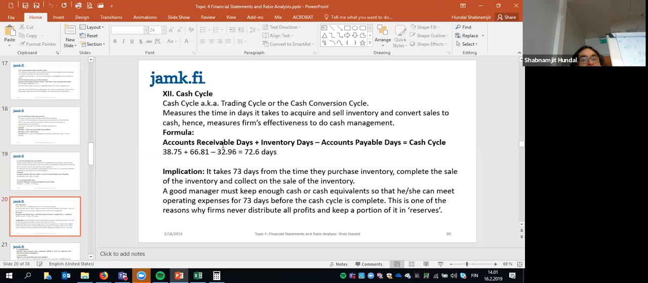So accounts receivable days, you have to wait before your clients give you money, 39 days. Plus, you must maintain inventory for 67 days at any point of time, minus the accounts payable days, the number of days your supplier has to wait before you pay him, 33 days. So when you find the overall number of days, it comes out to be, let's say, 73 days. This is the cash cycle.